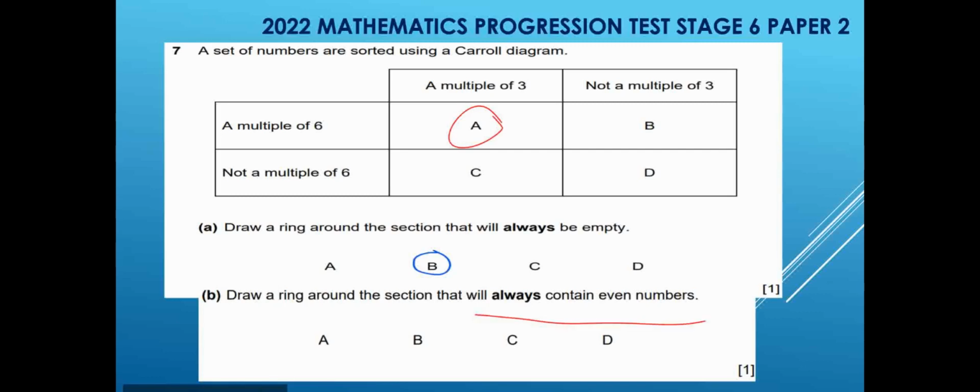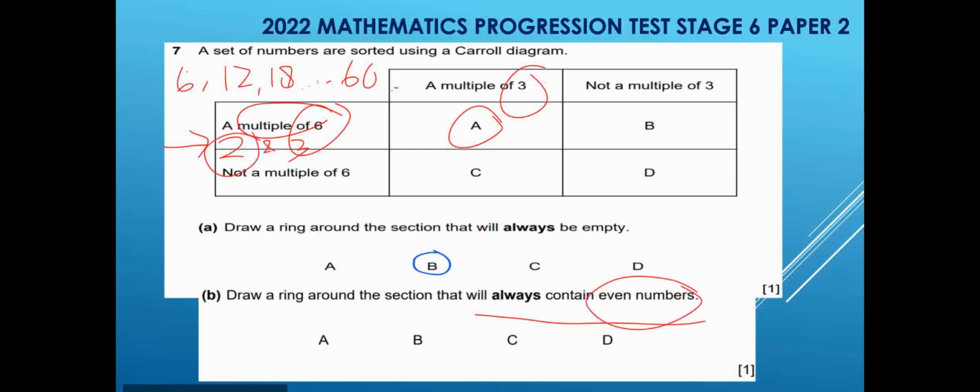It contains even numbers: multiple of 6 and multiple of 3. The multiples of 6 are 6, 12, 18, and so on, 60, and so on. A multiple of 6 is always a multiple of 3, and it is also a multiple of 2. So remember this, a multiple of 6 is always a multiple of 2 and 3. Since it's always a multiple of 2, it's always an even number. So that's how we got the answer. The answer is B, sorry, it's A.